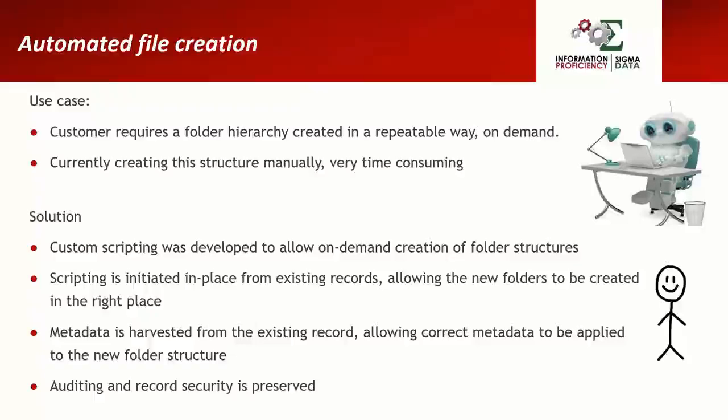The metadata was taken from that initiating record and put onto a select number of the lower level records. So we can do things like provide structured titling. We can provide additional metadata that's set in additional fields, and those sorts of things allow us to create things in the way that the customer wants without costing them any time. Because we're doing it through Content Manager, all the auditing and record security is preserved. We can use all of the rules that apply within Content Manager for these things that are created.